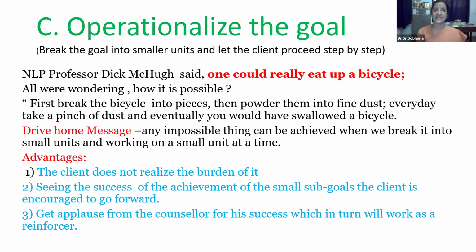Then, seeing the success of achieving a small sub goal, the client is encouraged to go forward. Each time one sub goal is achieved, the client feels happy. Positive energy is created, with positive hormones like dopamine, endorphin and oxytocin. All these hormones are produced, and the client feels, okay, this I have achieved, and the next milestone I can also achieve. The third advantage is getting applause from the counselor for his success, which in turn acts as a reinforcer. Each time he gets a clap or a pat from the counselor, he thinks it is a reinforcer for him, and in future too, this encouragement will help him reach his goal.